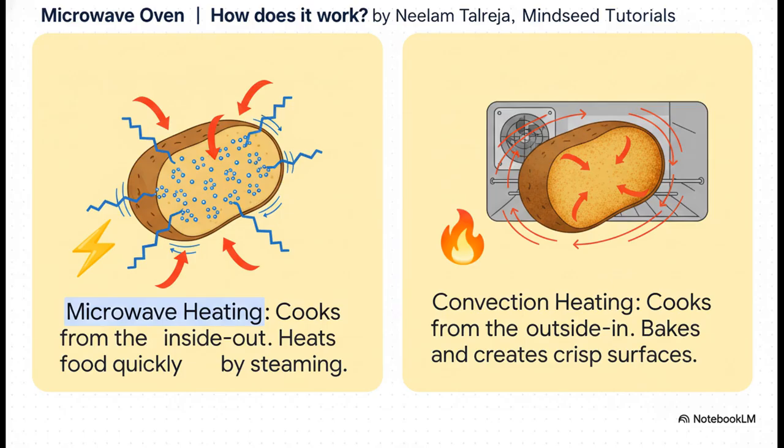So here's the bottom line. A microwave gets those water molecules jiggling all throughout your food, essentially cooking and steaming it from the inside out. That's what makes it so fast. A regular oven uses hot air to cook from the outside in. That's slower, but it's what gives you that delicious browning and crispy texture. They're just two different tools for two very different jobs.